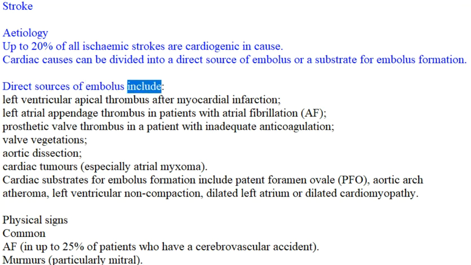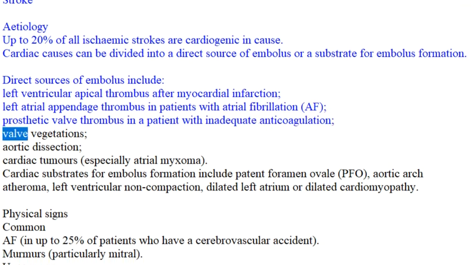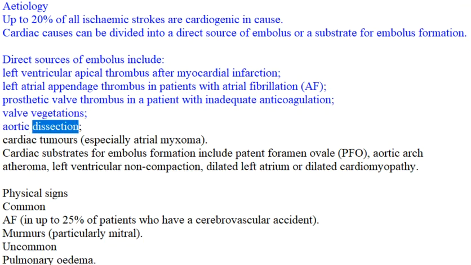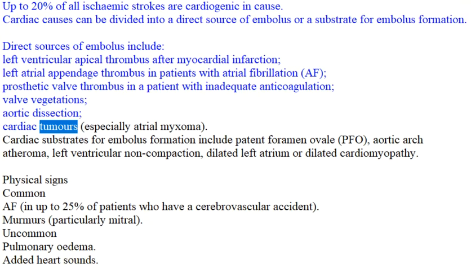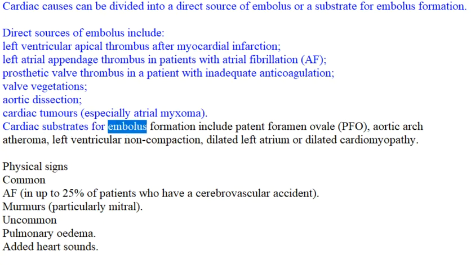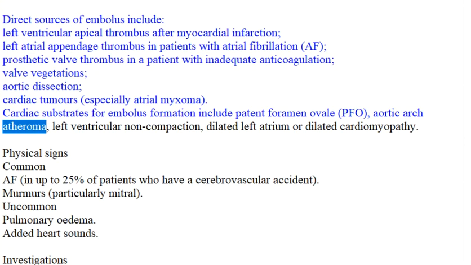Direct sources of embolus include left ventricular apical thrombus after myocardial infarction, left atrial appendage thrombus in patients with atrial fibrillation, AF, prosthetic valve thrombus in a patient with inadequate anticoagulation, valve vegetations, aortic dissection, cardiac tumors, especially atrial myxoma. Cardiac substrates for embolus formation include patent foramen ovale, PFO, aortic arch atheroma, left ventricular noncompaction, dilated left atrium or dilated cardiomyopathy.